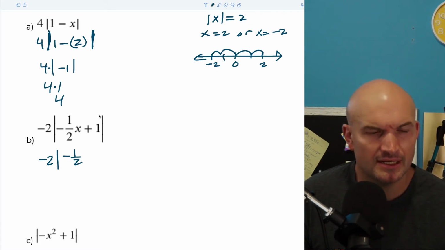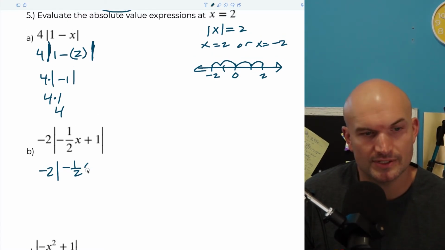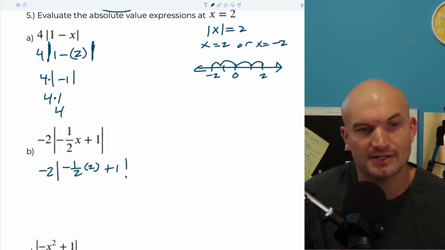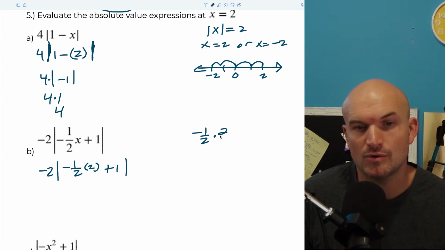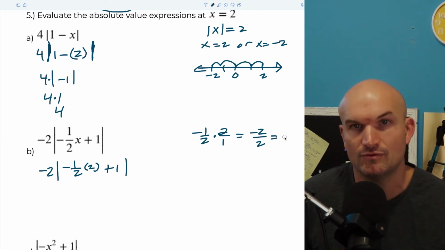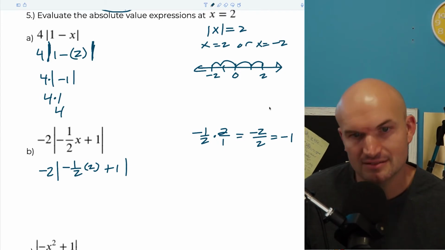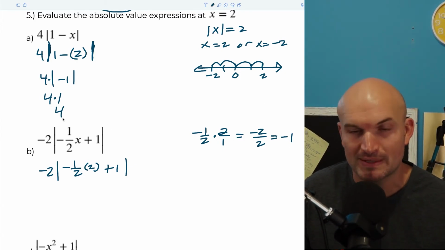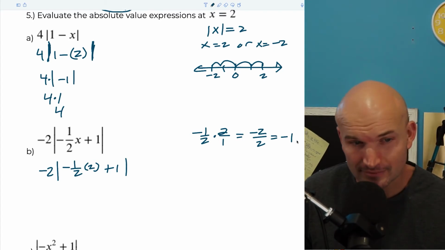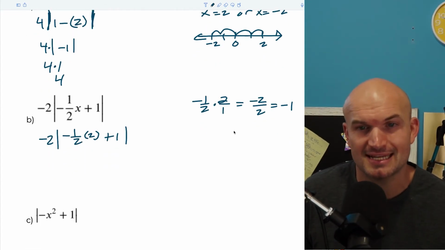This is going to be, we're going to plug in a 2 here. So 2 plus 1. Now here comes a little bit of fraction. So just remember, if I had a negative 1/2 times 2, you can rewrite that 2 over 1, right? Now you could multiply straight across, that's a negative 2 over 2, which is equal to a negative 1, right? Now sometimes you could cross things out. I don't really like crossing things out. I think it's just easy to multiply straight across and then simplify. But again, you can see that this is going to be a negative 1.